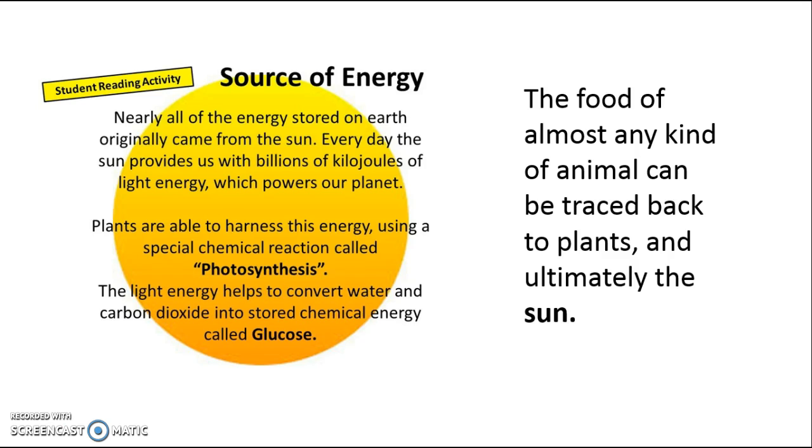Source of energy. The food of almost any kind of animal can be traced back to plants and then ultimately the sun. So it all starts, that goes back to what we said earlier with the producer being the first organism. Something has to eat that plant, and then something eats that organism, and that's how our energy is transferred, which ultimately came from the sun.